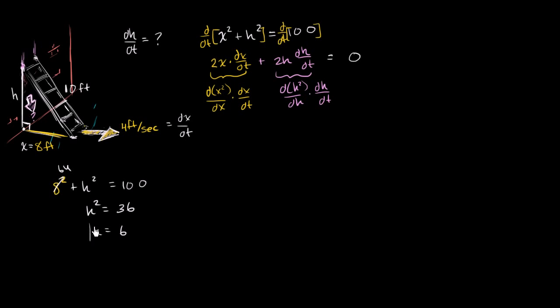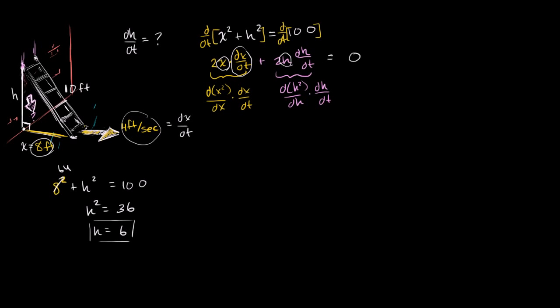So this is something that was essentially given by the problem. So now we can look at this original thing right over here. We know what x is. That was given. Right now, x is 8 feet. We know the rate of change of x with respect to time. It's 4 feet per second. We know what h is right now. It is 6. So then we can solve for the rate of h with respect to time.